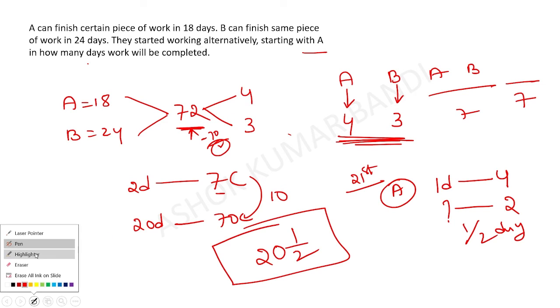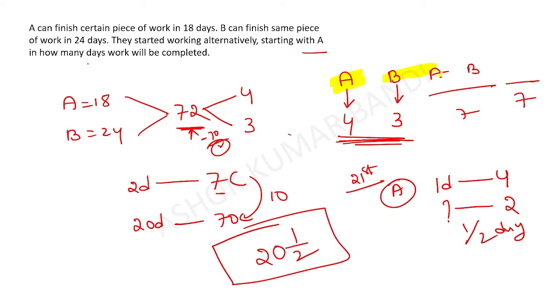So guys, I'm repeating once again. What you need to do in these kinds of problems is look at how they are doing the work. Assume that you are eating the chocolates in the same way. A is eating on the first day, B is eating on the second day, and again A is eating on the third day, B on the fourth day, like this. Take the LCM as the total number of chocolates, and convert the problem like this.